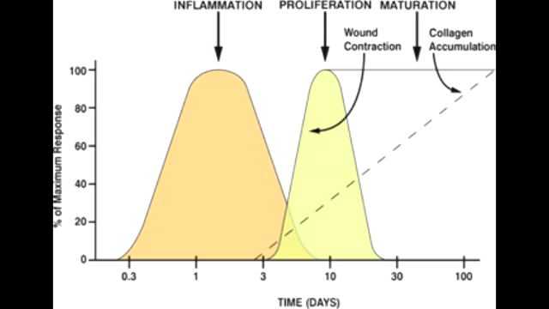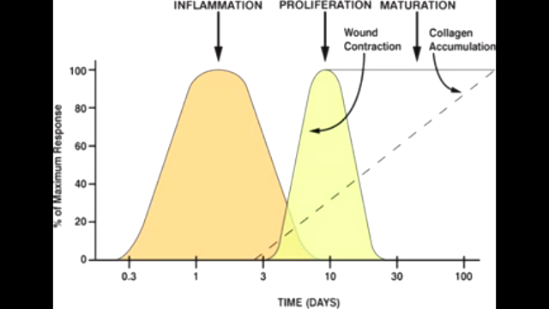Describe the proliferative phase of wound healing. The proliferative phase is when deposition of granulation tissue and collagen occurs. There's also angiogenesis, in which new vessels are being formed. Epithelial cells start to proliferate. The clot that was originally formed in inflammation starts to dissolve, and wound contraction starts to occur, which is mediated by myofibroblasts.